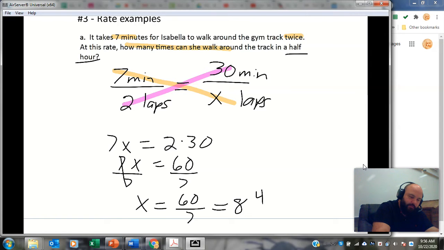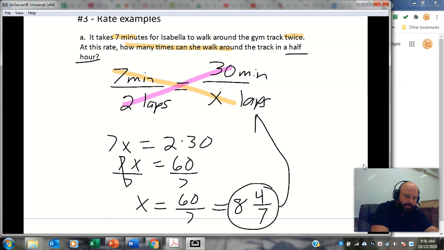So the remainder is 4, and you always put the remainder over what we originally divided by, in this case, which was 7. So you can see, and remember what this represents, this 8 and 4/7 represents how many laps she will be able to make in 30 minutes. So 4/7 is slightly over a half. So they're going to be able to do a little bit over 8.5 laps in 30 minutes.